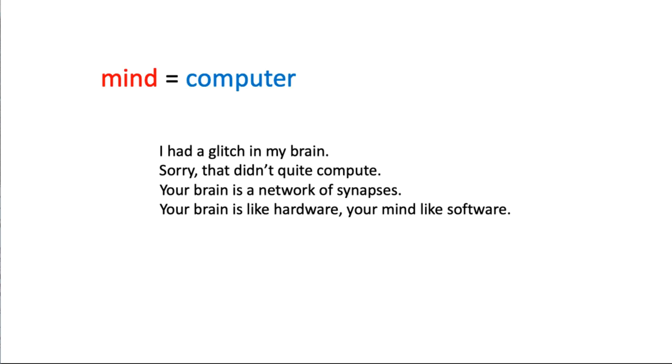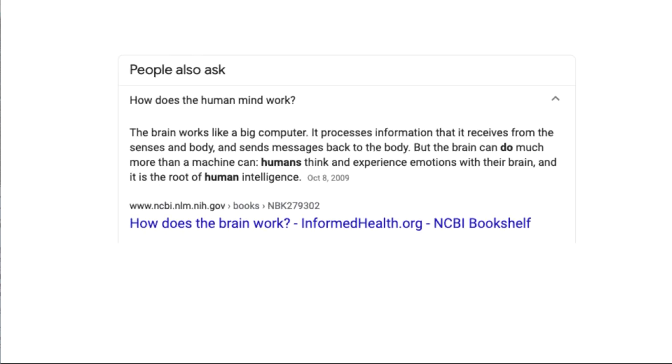But we also talk about ourselves as if we were computers. I had a glitch in my brain. Sorry, that didn't quite compute. Your brain is a network, like the web, like the internet. Your brain is hardware. Your mind is software. In fact, if you Google how does the mind work, one of the first things that happens is a sentence comes up. The brain works like a big computer.